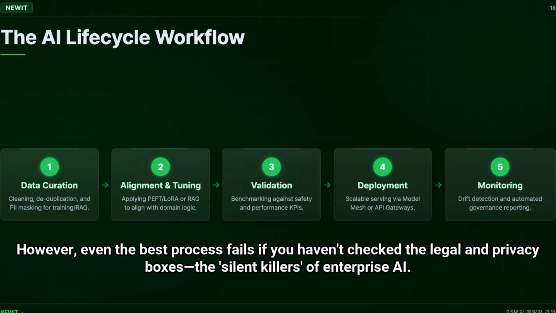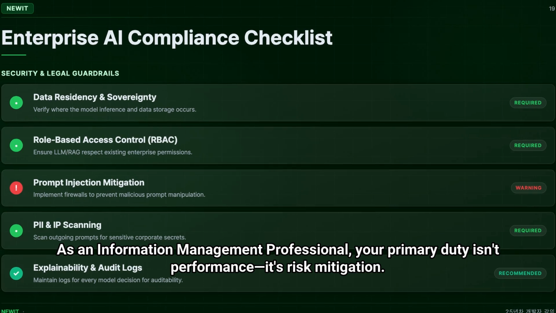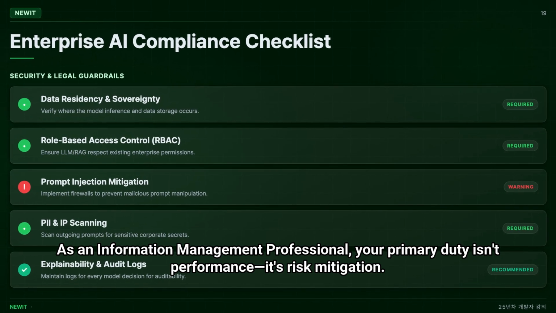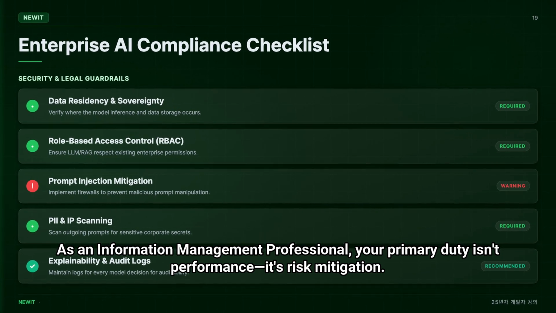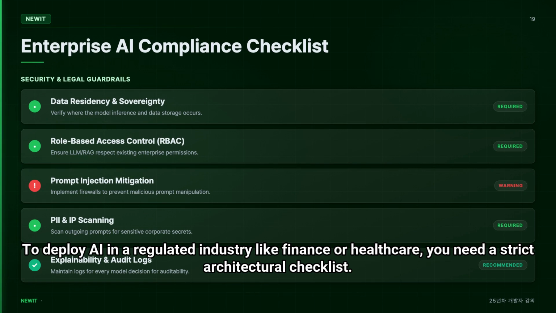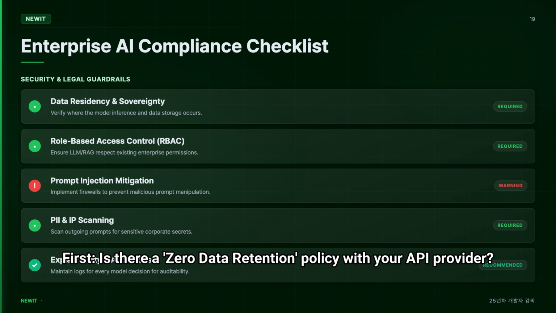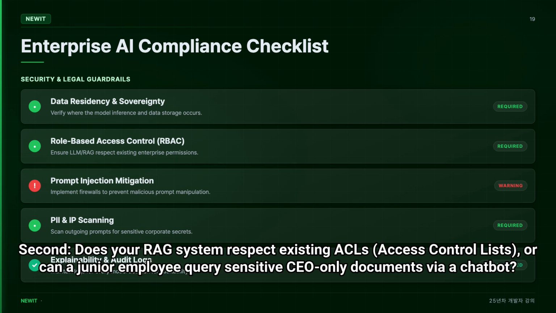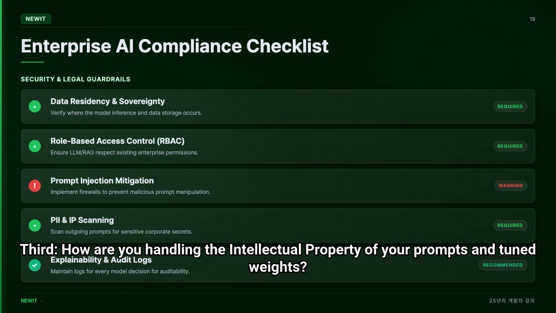However, even the best process fails if you haven't checked the legal and privacy boxes, the silent killers of enterprise AI. As an information management professional, your primary duty isn't performance, it's risk mitigation. To deploy AI in a regulated industry like finance or healthcare, you need a strict architectural checklist. First, is there a zero data retention policy with your API provider? Second, does your RAG system respect existing ACLs, access control lists? Or can a junior employee query sensitive CEO-only documents via chatbot?